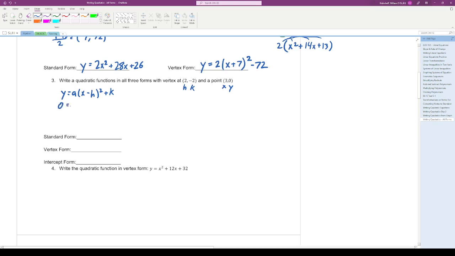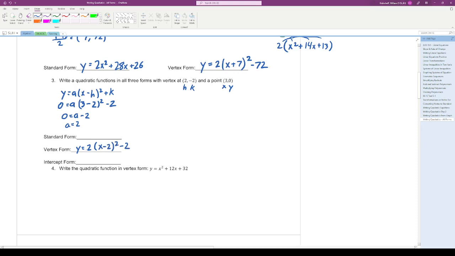Y is 0. We don't know a. We're going to solve for that. X is 3 minus h, which was 2. We're going to square that. And then k is -2. So we're adding a -2, which is the same as minus 2. All right, so if we solve this, 3 minus 2 is 1. 1 squared means we have 1a. So 0 equals 1a minus 2. Move the 2 over there. A equals positive 2. So our vertex form, y equals 2 times x minus 2 squared minus 2.